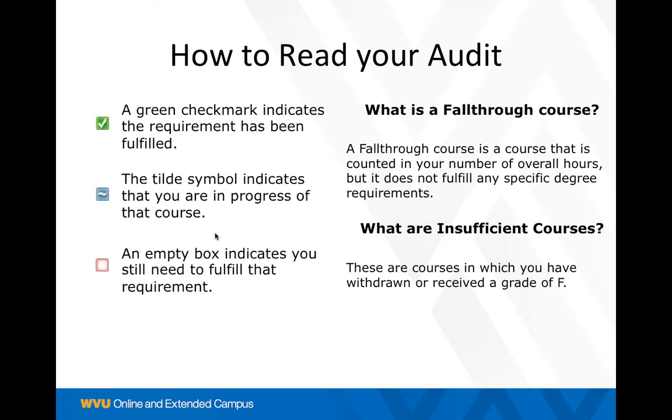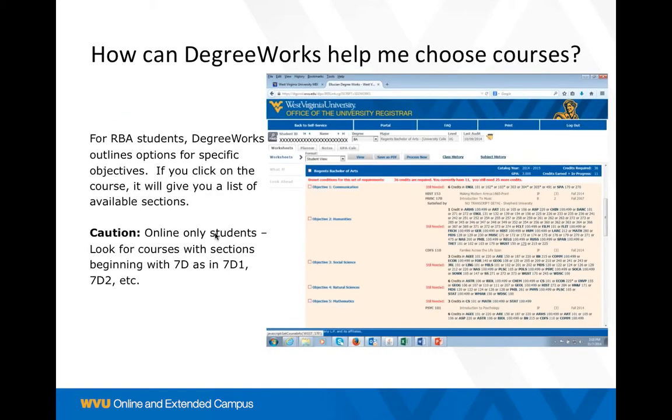What is a fall-through course? A fall-through course is a course that is counted in your total number of credits, but it does not fulfill any of your specific degree requirements. These are also commonly referred to as elective courses. And what are insufficient courses? Those are courses that you have either withdrawn from or received a grade of an F. Those will not fulfill any degree requirements.